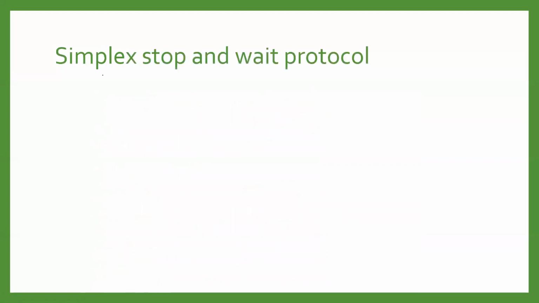Fine. Now the second protocol, simplex stop and wait protocol. Whatever assumptions we made in the first protocol, one assumption we are dropping here. Which one? That the receiver is always ready to receive and process the data. That infinite loop capacity or infinite buffer capacity assumption we are dropping in this second method, that is the simplex stop and wait protocol.